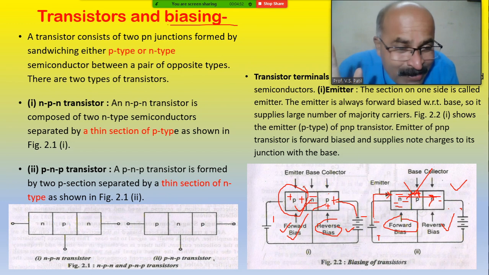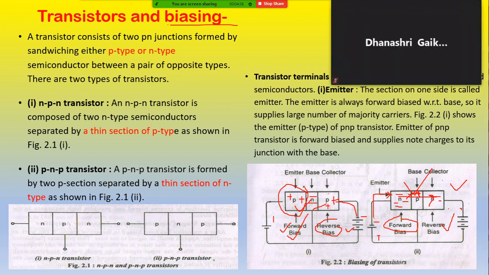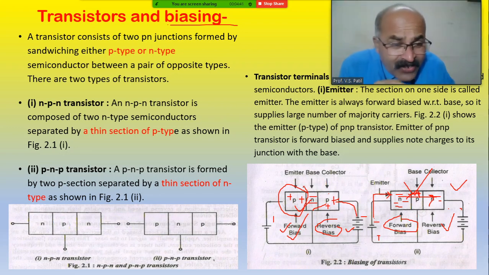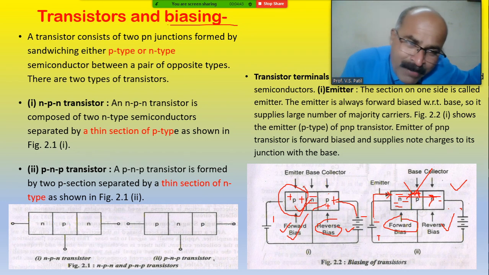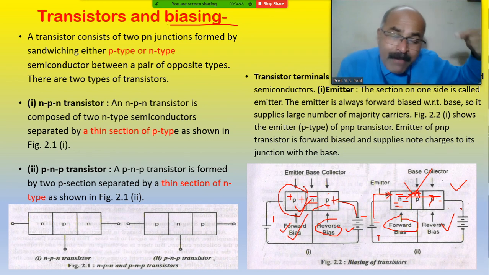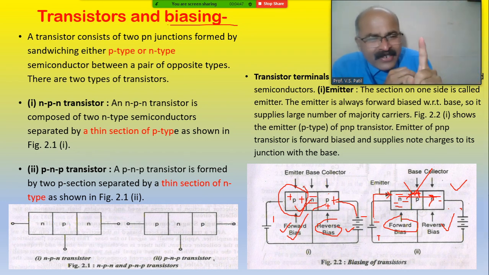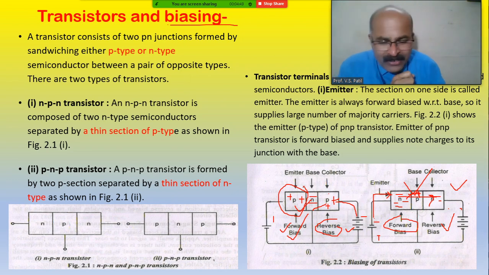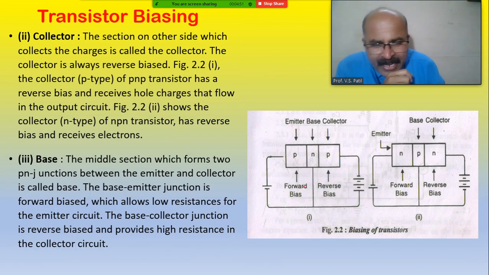Why is it known as an emitter? Understand, friends? Because it emits the charge. In a PNP transistor, the emitter emits the hole. At the same time, in an NPN transistor, the emitter emits the electron. And hence, it is known as an emitter. Okay. Go to the next slide.